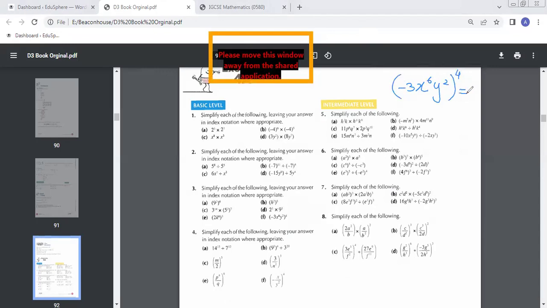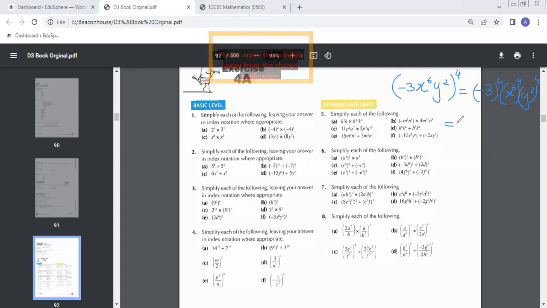Now what we will be doing, we will be applying the power to all of them. First of all, we will apply the power 4 on this minus 3, then on x6 it will also be applied 4, and on y square it will also be applied 4. So all of the numbers will get the power 4. I chose this part particularly because when we apply any even power, the negative sign is finished because of this even power.